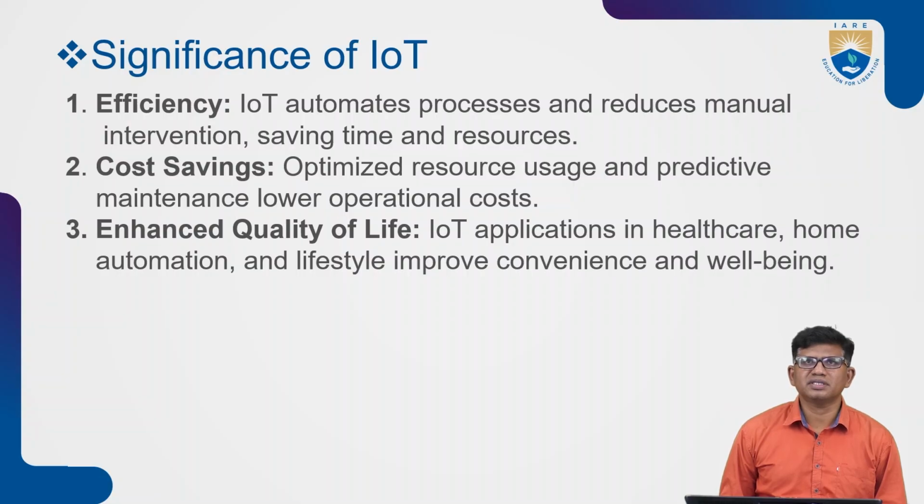The cost saving: optimize resource usage, and predictive maintenance, lower operational cost. So by using optimal resources, we can reduce the cost. Operational cost can be reduced. Enhance quality of life. After this evolution, the quality of life will be improved, with IoT applications in healthcare, home automation, lifestyle improvement, convenience, and well-being. So in various sectors, we can find good results, and that will enhance the quality of their life.